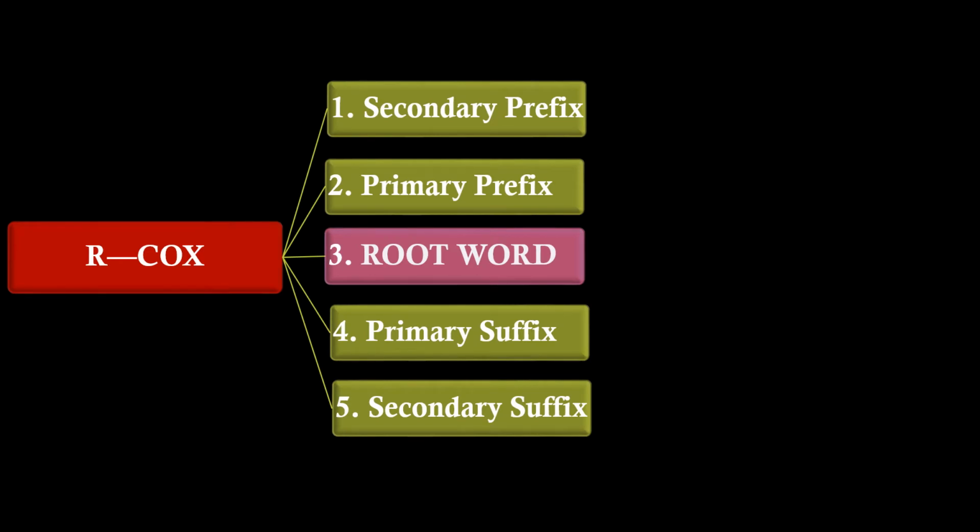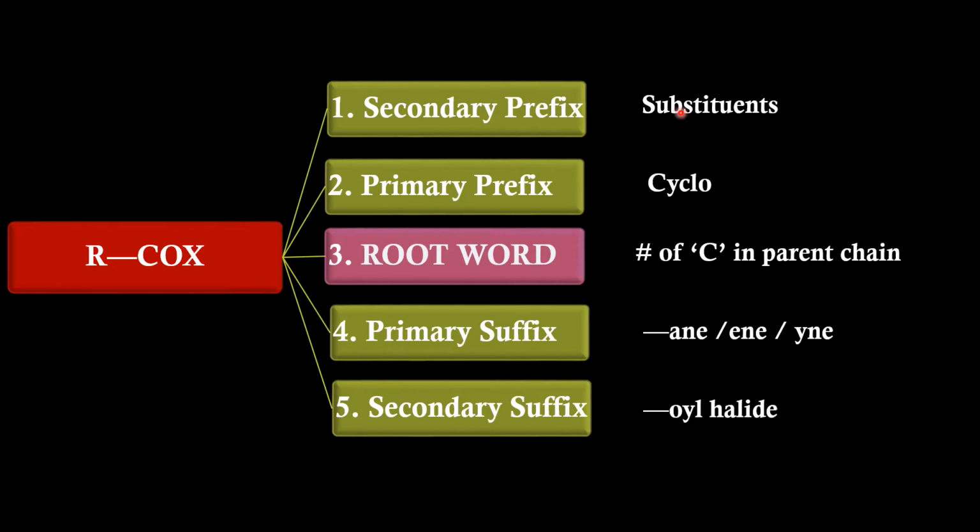IUPAC nomenclature of acyl halides can have all 5 units in it. Definitions remain almost the same. Secondary prefix speaks about substituents. Primary prefix speaks about the cyclic nature. Root word indicates the number of carbon atoms in the parent chain. Primary suffix indicates the linkage between the carbon atoms in the parent chain. Secondary suffix indicates the presence of acyl halide, that will be indicated by the word oyl halide. In carboxylic acids, we had oic acid. Here we are having oyl halide.